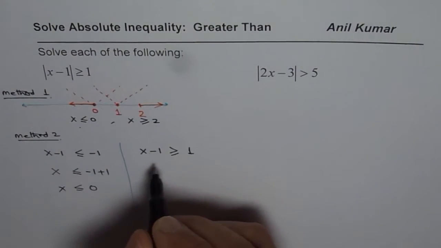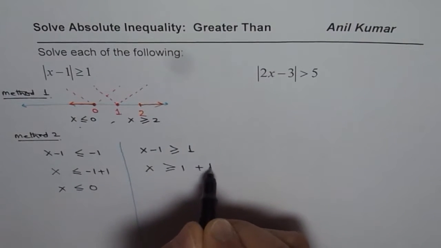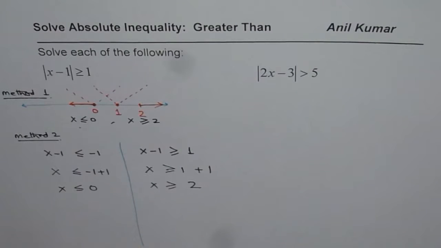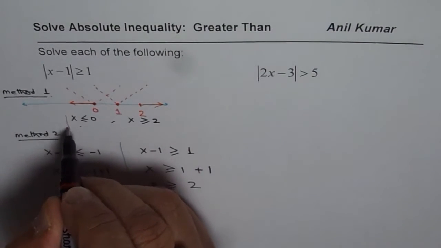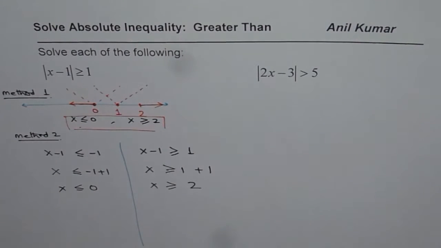Do you see that? And on the right side, x is greater than equals to 1, taking 1 on the right side, plus 1, so x is greater than equals to 2. So what you get is exactly what we got from method 1, right? So that is how it could be solved. So I've used two different methods to show you how to solve such an inequality.